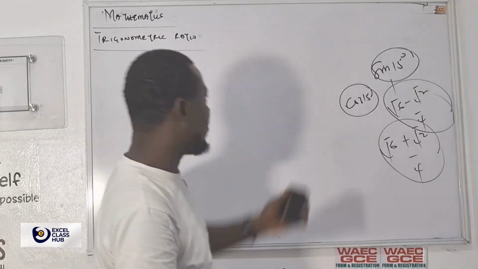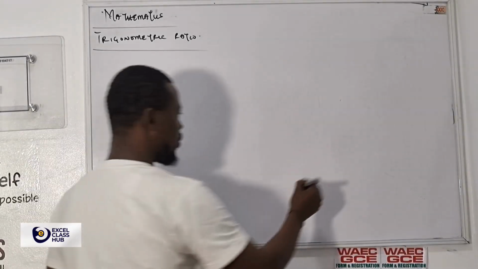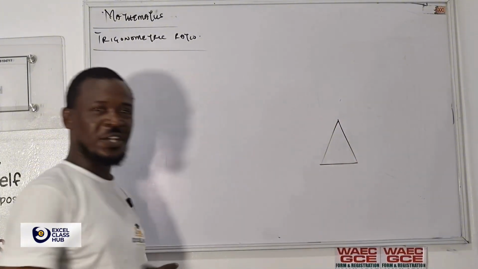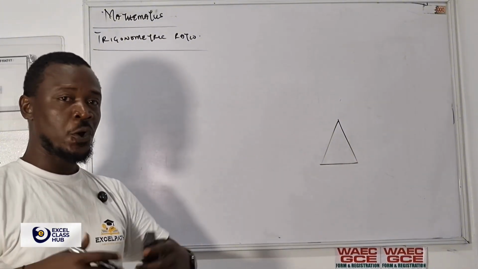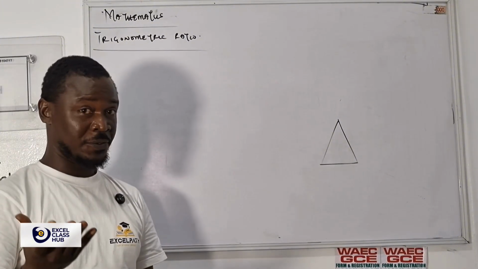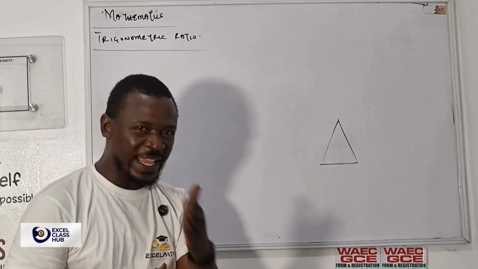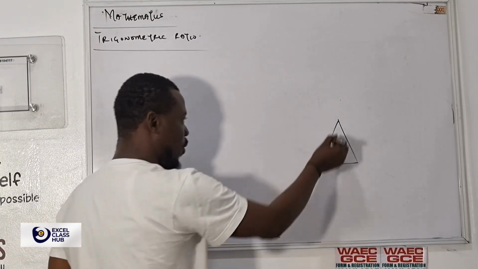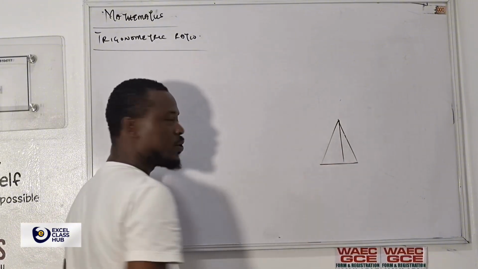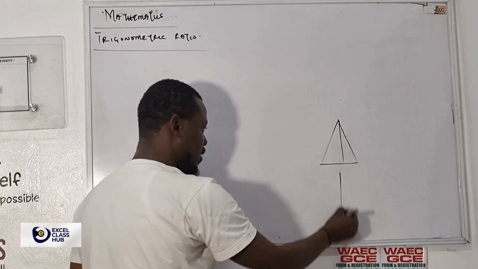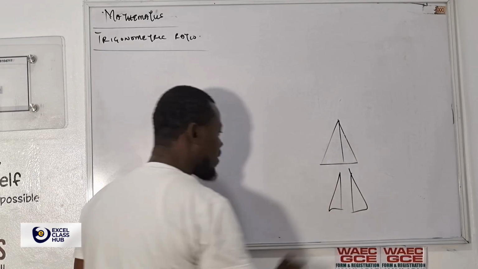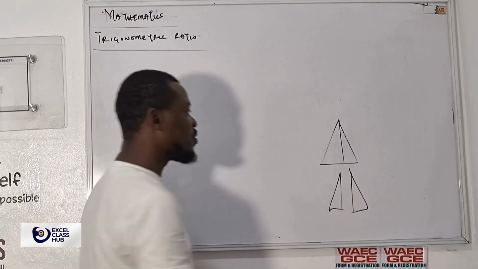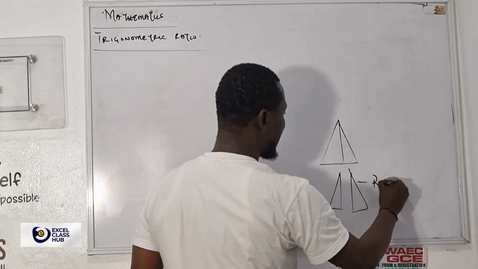From your trigonometry ratio, remember, we have some shapes. I believe you remember this shape. What do I call this shape? This shape is called a triangle. Let me break it down. If you pick a knife and cut this triangle into two, it will split into two, and you will have something like this. So half of a triangle is called the right angle triangle.